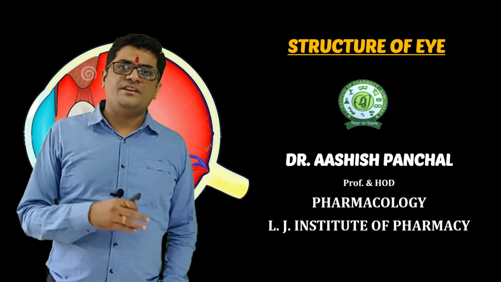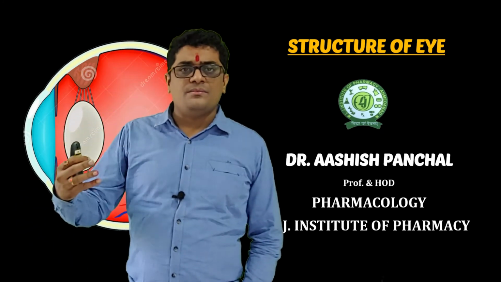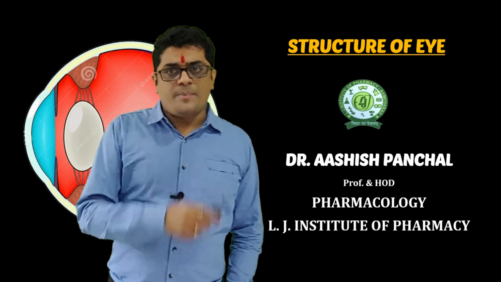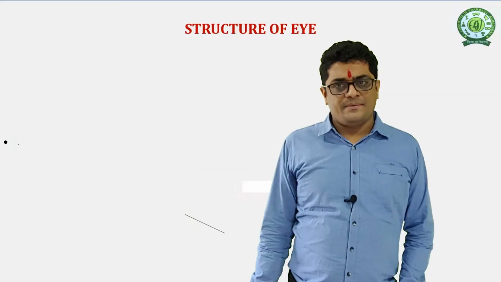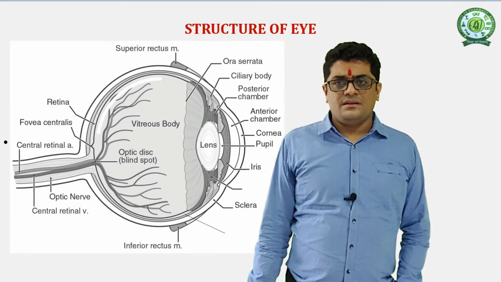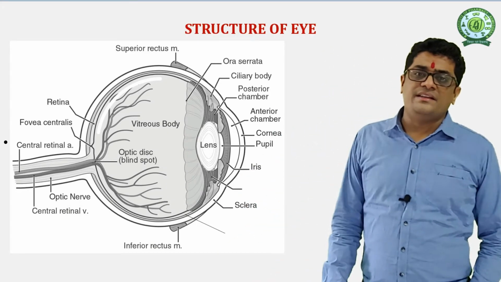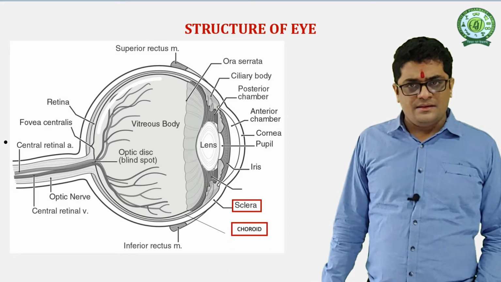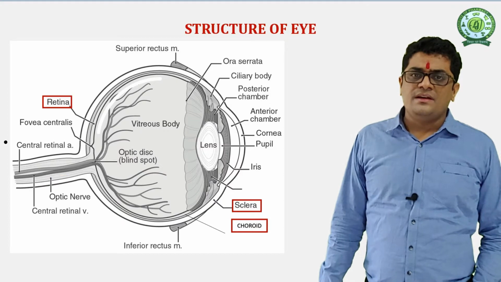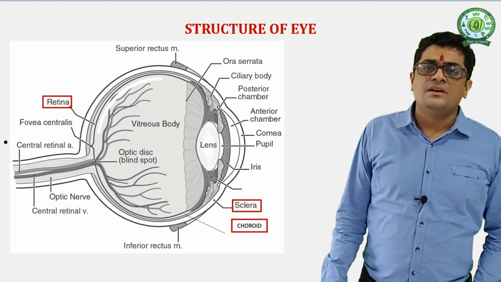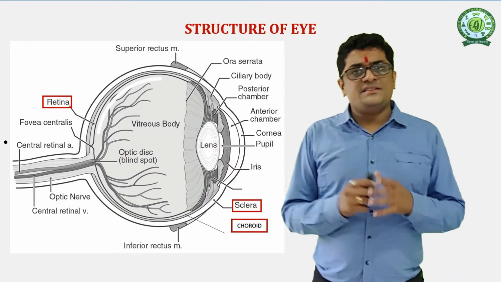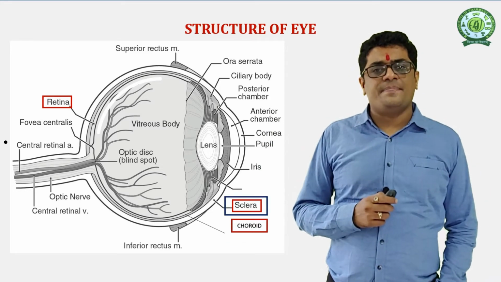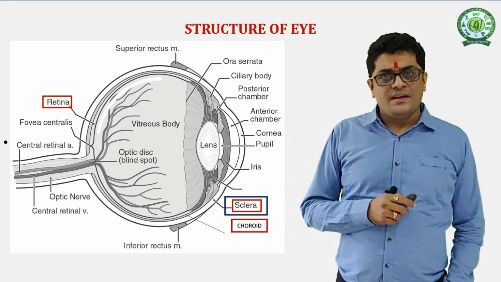LJ has initiated the MOOC series program, and today the topic is the structure of the eye. We all know that in the eye there are mainly three layers. First is the sclera, the second one is the choroid, and the third one is the retina. In all these three layers, let us discuss what is present in the sclera. In the sclera there are mainly two parts.